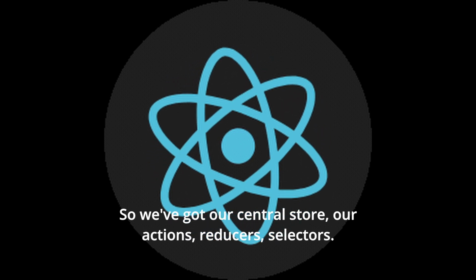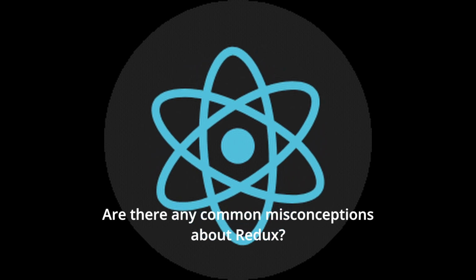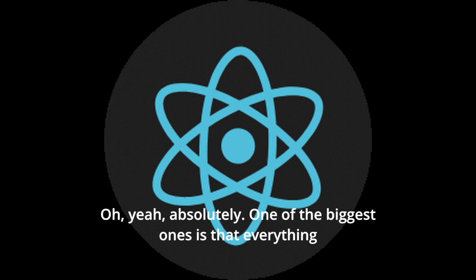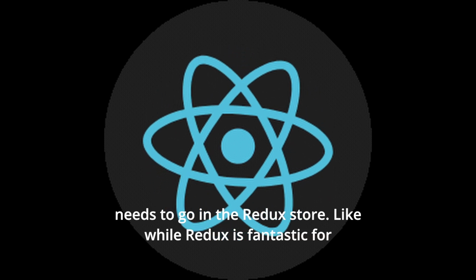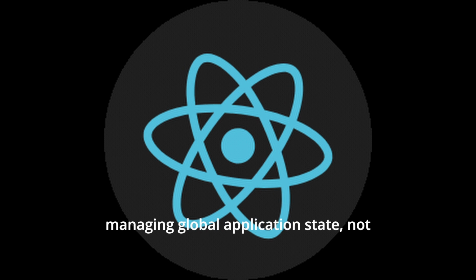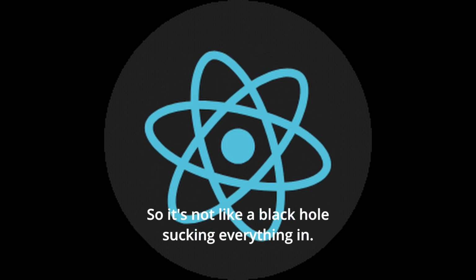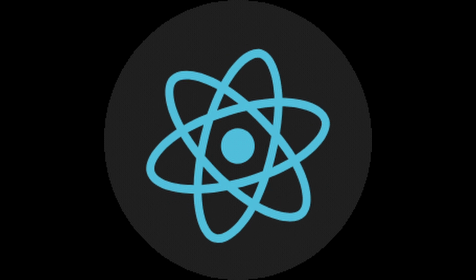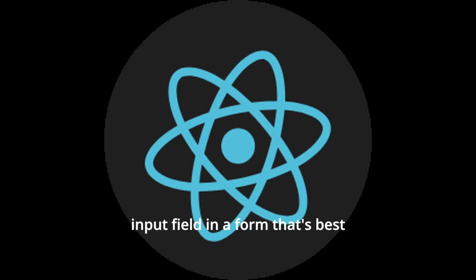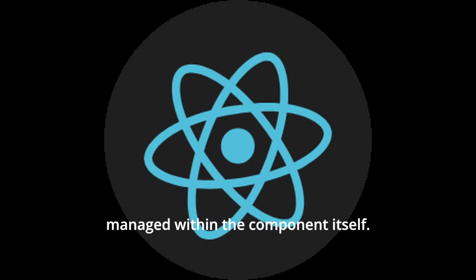So we've got our central store, our actions, reducers, selectors. Are there any common misconceptions about Redux? Oh yeah, absolutely. One of the biggest ones is that everything needs to go in the Redux store. While Redux is fantastic for managing global application state, not every single piece of data belongs there. So it's not like a black hole sucking everything in. Exactly. Local component-specific data, like the value of an input field in a form, that's best managed within the component itself.